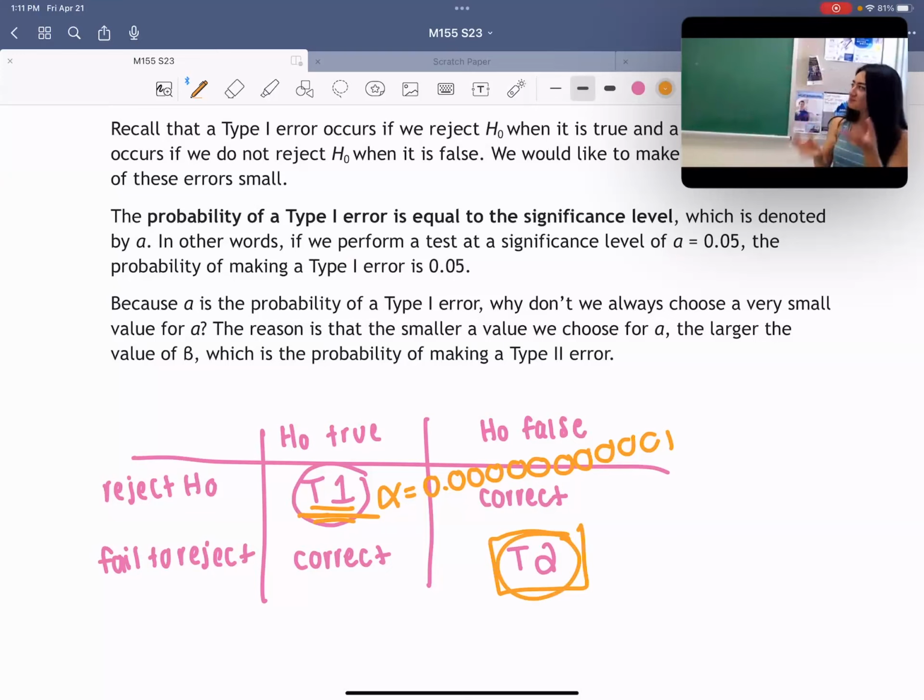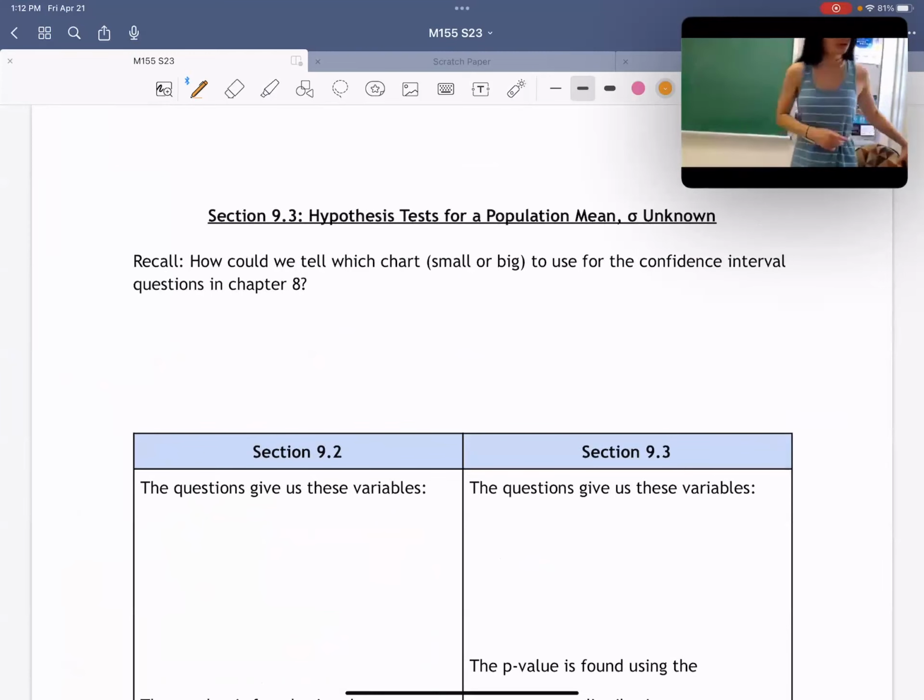We're kind of playing this balancing game of the type 1 versus type 2, which is why we even learned about these errors in the first place. Okay. Any questions on what alpha actually means? We're starting this new set of notes, section 9.3.